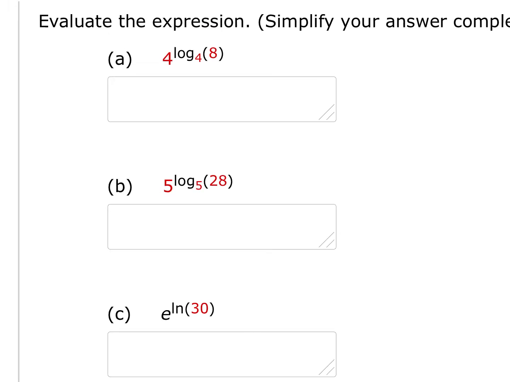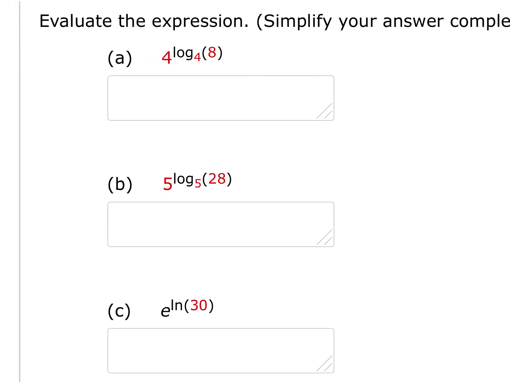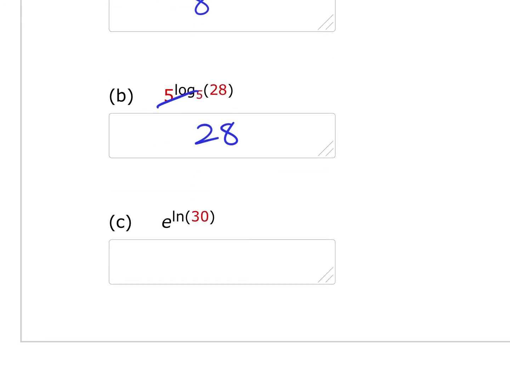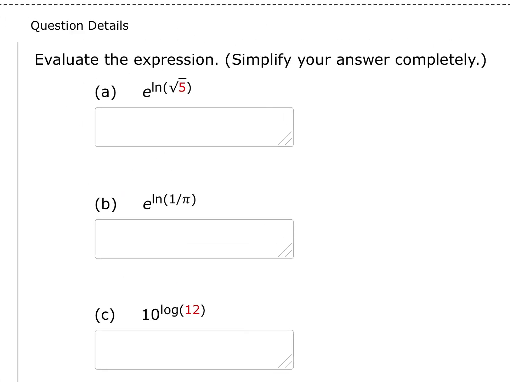Let's go through these. Hang on one sec. Go ahead. What's my answer for A? 8. How'd you get that? Because they cancel. Good. What's my answer for B? 28. How'd you get that? They cancel. What's my answer for C? 30. How'd you get that? Perfect. Good job. Okay, let's do these.